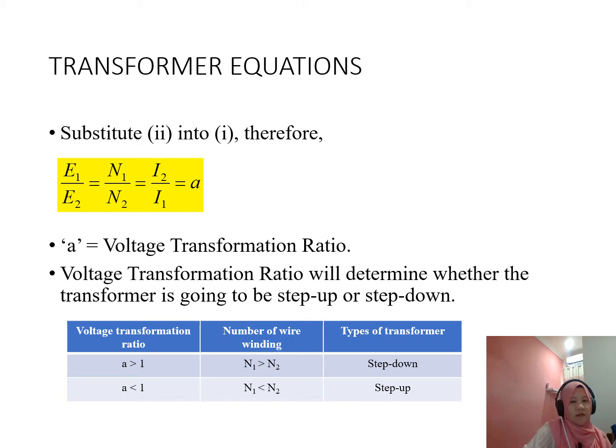So for the voltage transformation ratio, if A is bigger than 1, where the number of winding turns N1 is bigger than N2, this is a step down transformer. Whereas if A is less than 1 and the number of winding turns N1 is less than N2, this is a step up transformer.